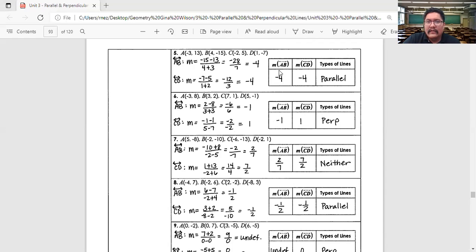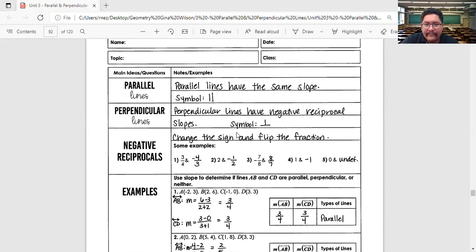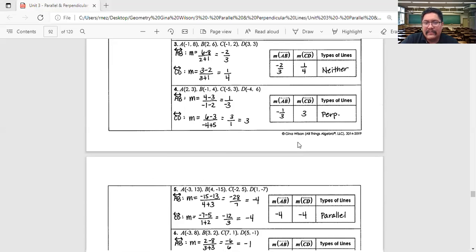So once we figure out the slope for this line and this line here, -4, -4, well, again, if they match, they are parallel. If they are reciprocals, and what's the word they use? I know they use a different word. Opposite, negative. Yeah, negative reciprocal.